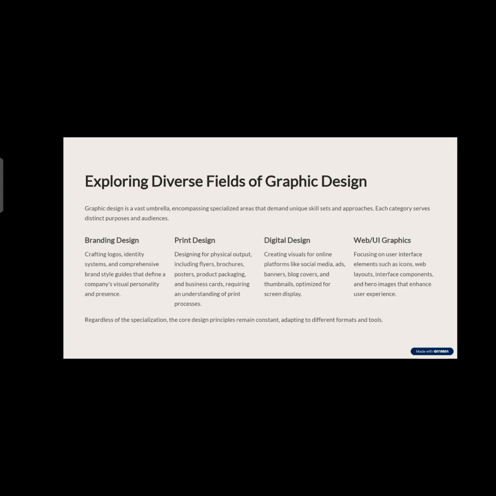Now we have web/UI graphics. These are designs that focus on user interface elements such as icons, web layout, interface components, and hero images that enhance user experience. If you remember, I made mention of UI and user experience, and I gave an example of OP at the beginning of the class. That OP is the user interface, which falls under UI, what the users can see. It focuses on the icons and the web layout. What's the meaning of layout? The structure of your design, be it a web design, a UI design, or your normal graphic design.